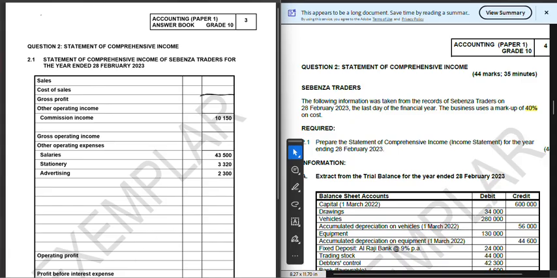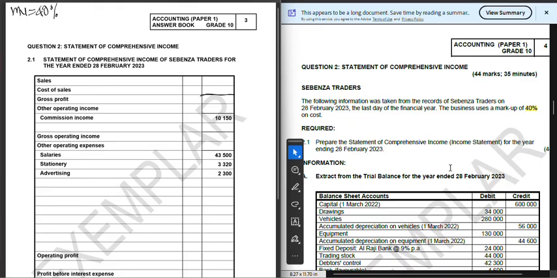Remember that the markup, ladies and gentlemen, is equals to 40%. I already know what this means. I explained to you. So that means our sales is going to be 140, our gross is going to be 40, and our cost of sales is going to be 100. That's how we'll be using this markup.